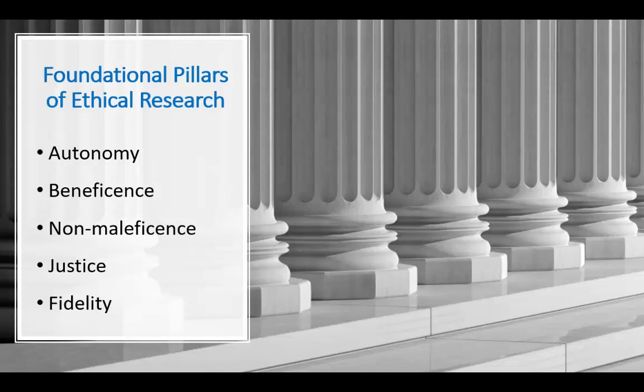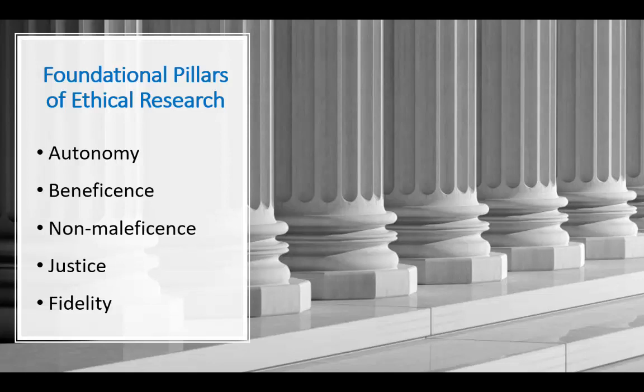The foundational pillars of ethical research include autonomy, beneficence, non-maleficence, justice, and fidelity. Autonomy is the right of the individual to determine what activities they will or will not participate in. Beneficence is the obligation of the researcher to maximize benefits for the research participants.